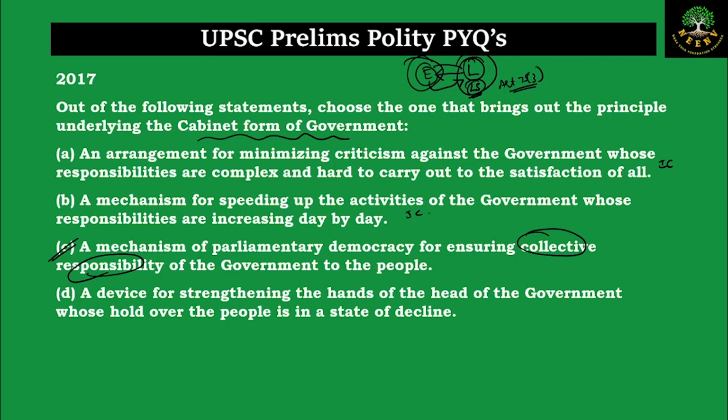Statement D, a device for strengthening the hands of the head of the government whose hold over the people is in the state of decline. So is it used as a device by the prime minister so that he can have more power when his power is declining in the eyes of the people? No, right? Ultimately, if the prime minister and the council of ministers lose a no confidence motion in the parliament, in the Lok Sabha, they have to resign from the government. So this statement is also irrelevant and incorrect. The best possible option here is option number C.